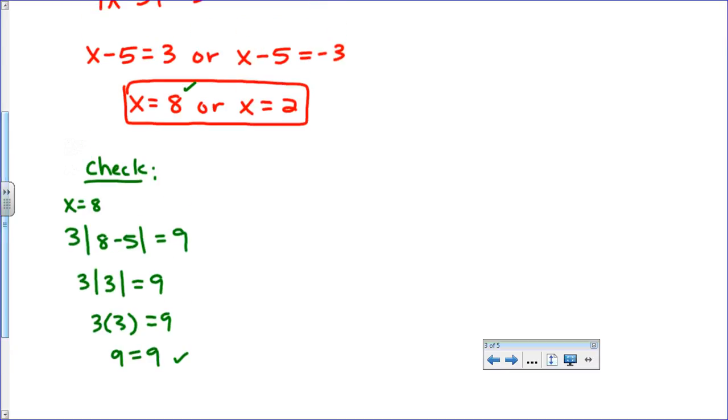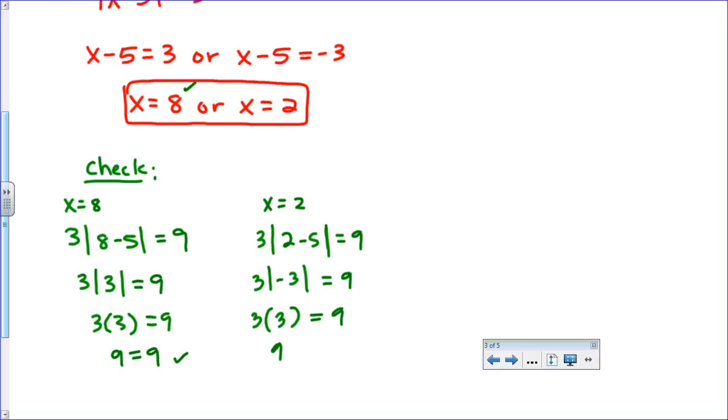I checked 8. Let's check x equals 2. 2 minus 5 is -3. What is the absolute value of -3? +3, good. And 3 times 3, that is 9. Okay. So I checked that those are correct.